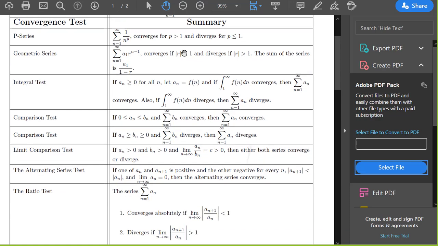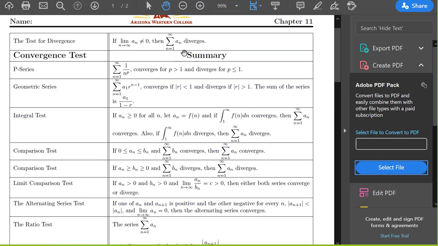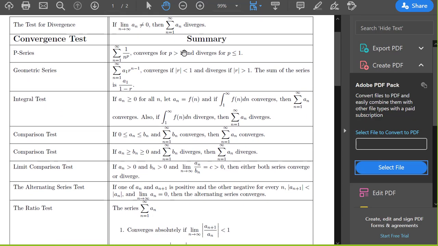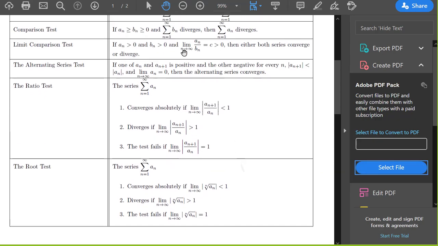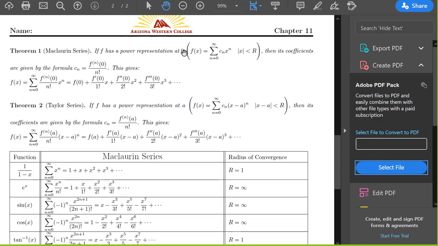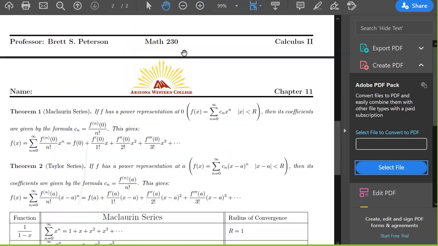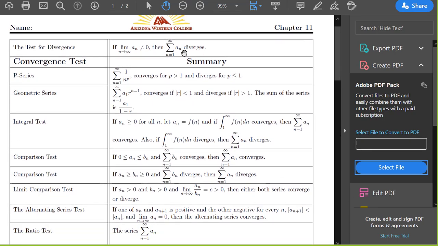So the next 6 sections in chapter 11 are going to be covering a whole bunch of different tests for series, and then on the back side we're going to talk about Maclaurin and Taylor series, and it's got some stuff there. So this is just a summary of a whole bunch of formulas, tests, and theorems that we're going to be using. So you're going to want to keep this sheet handy as we're working on some of these problems.